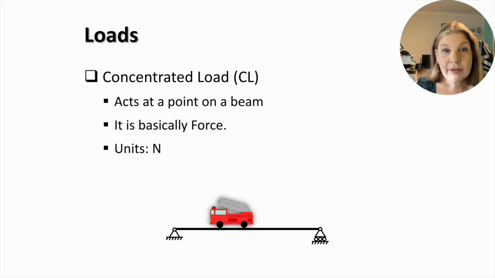Let's consider a fire engine on a bridge. Here the bridge is modelled as a simply supported beam. The fire engine applies its weight on the bridge through the wheels. Therefore, we can represent its weight by two concentrated loads, F1 and F2, applied at the locations of the wheels.